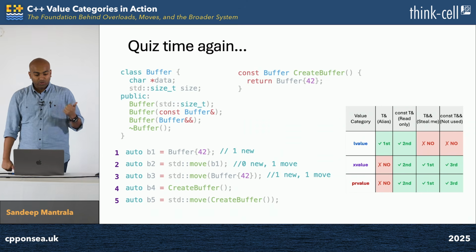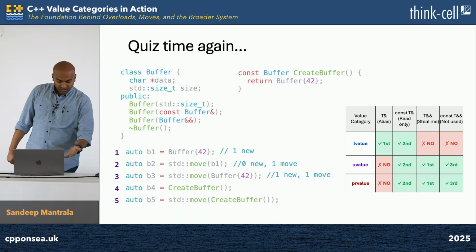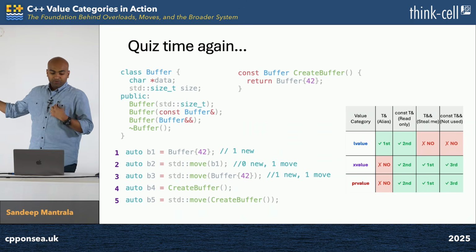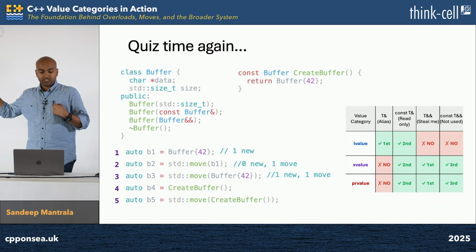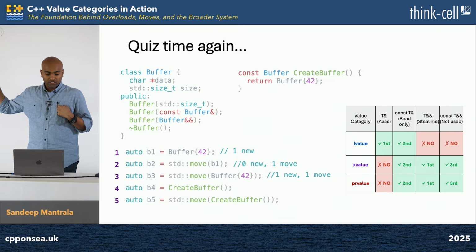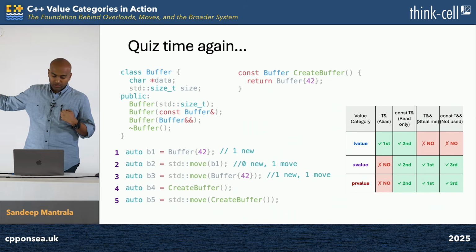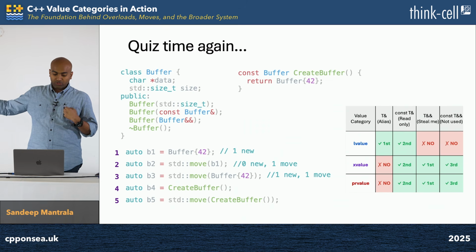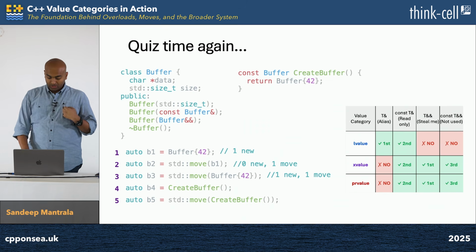Right? So what is the difference between 1 and 3? So here we have a PR value, but we are doing a std::move on that. So because of which the move constructor is also invoked.